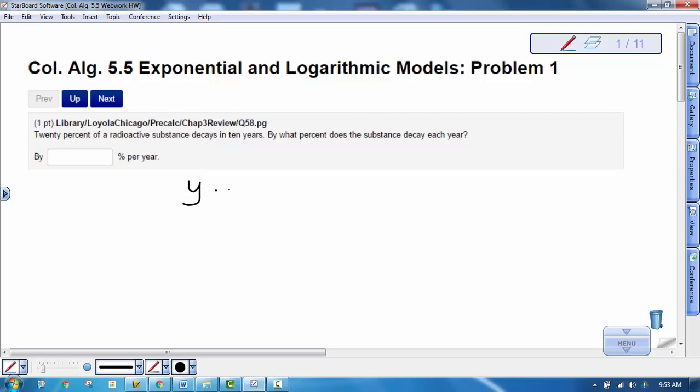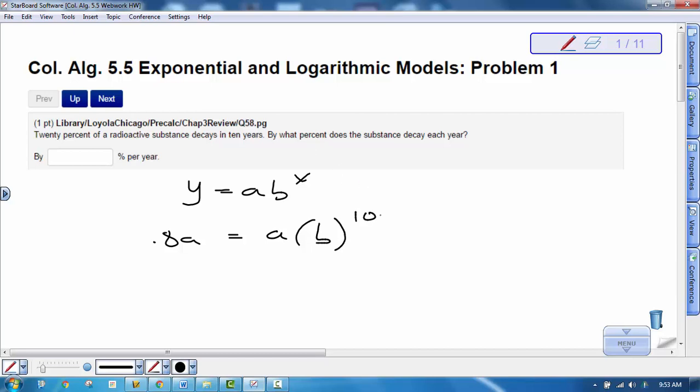Okay, so our standard form for an exponential equation is y equals a b to the x. Now, we're starting with some amount, I'll call that a. We're going to end with 20% decay, so 0.8 would be left. So if you start with a, 0.8a would be left. And they want to know how much the substance decays each year. So let's look for the growth rate.